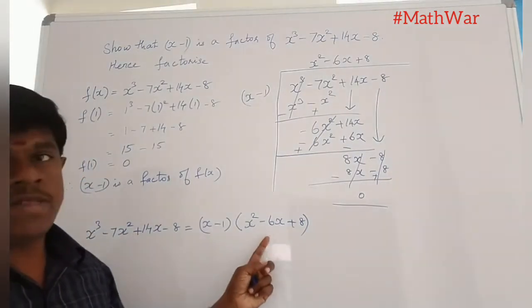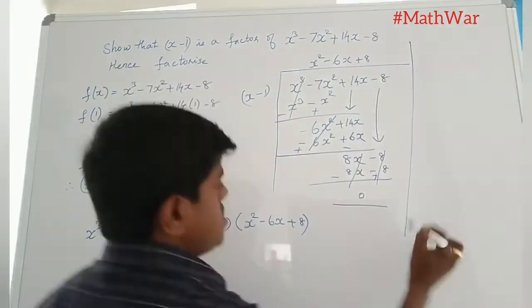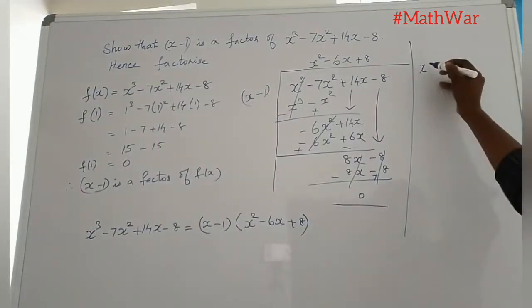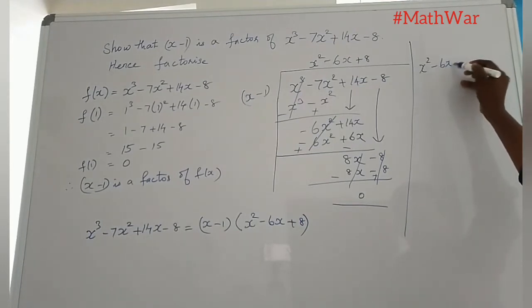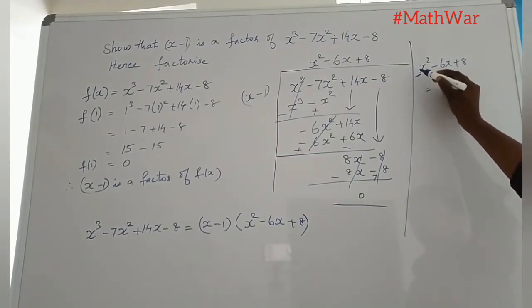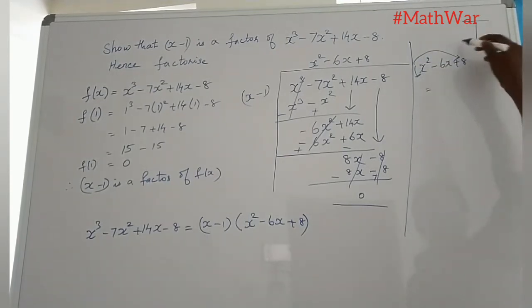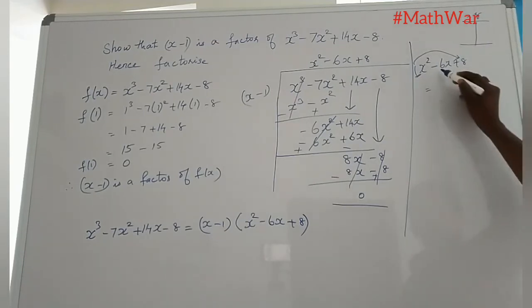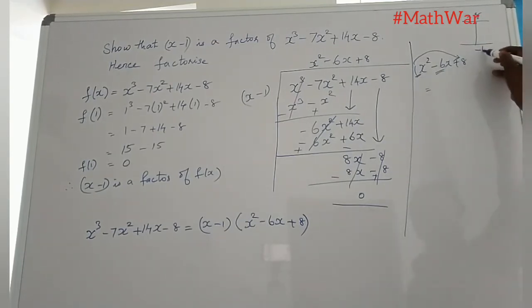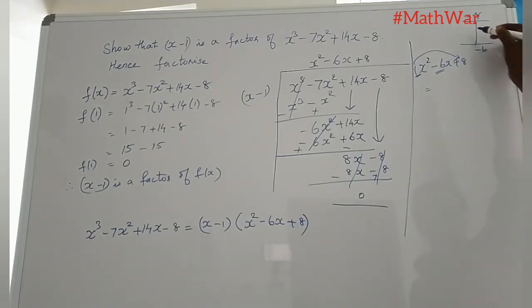By using the splitting the middle term method, we can factorize it. So that alone I will do it here. So it is x square minus 6x plus 8. Now here the coefficient of x square is 1. If you multiply it with 8, it is plus 8. And the coefficient of x term is minus 6. We want to choose two numbers such that if you multiply you get plus 8, and if you add it is minus 6. So I think minus 4 and minus 2.